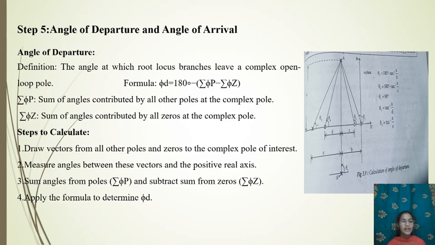Steps to calculate angle of departure: draw vectors from all other poles and zeros to the complex pole of interest. Measure angles between these vectors and the positive real axis. Sum angles from poles and subtract the sum from zeros. Apply the formula to determine phi d.